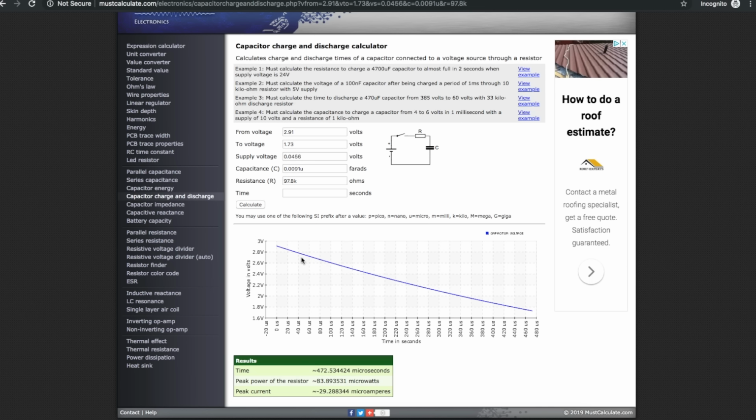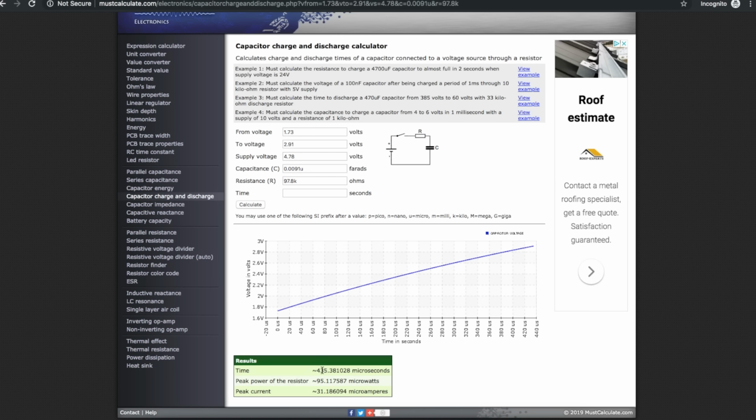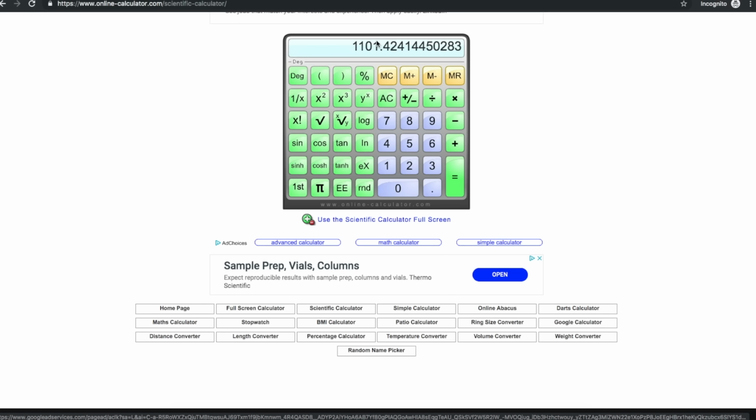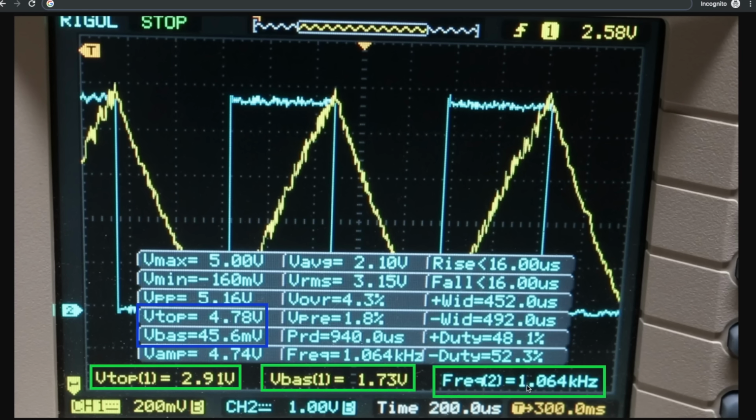and this takes 472 microseconds to discharge. So we add 472 microseconds plus 435 microseconds, and then that's the period. So 1 over that. So our calculated frequency using our real circuit parameters is 1.1 kilohertz compared to the actual measured 1.06 kilohertz. So it's a 3.5% difference, which I think is pretty good.